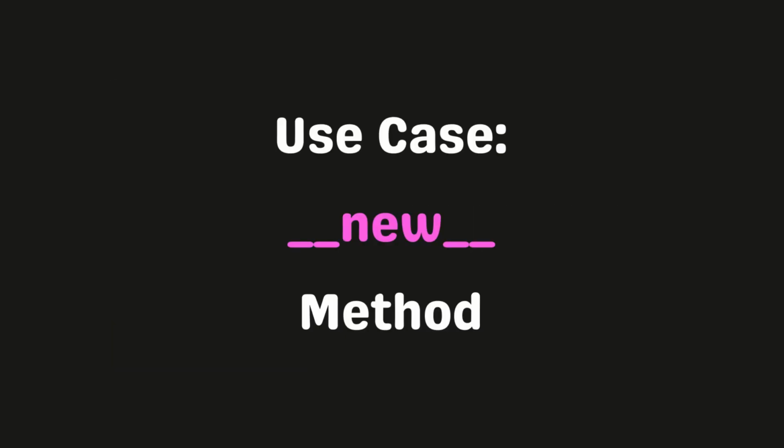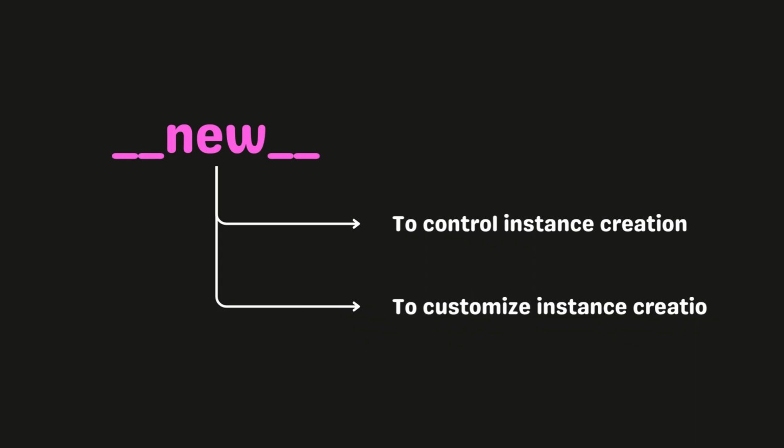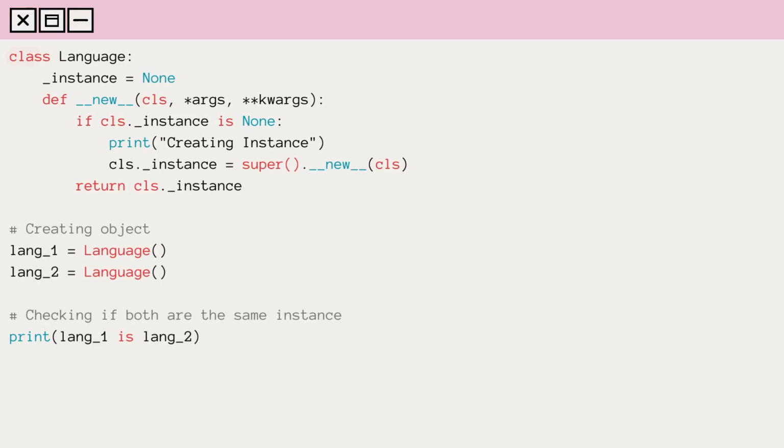We can use __new__ when we want to control the creation and customization of the instance. Here, in this example, we defined the class Language that implements a singleton pattern, ensuring that only one instance of the class exists throughout the program's execution. It contains a class variable, _instance, initialized to None. This variable will hold the single instance of the class.